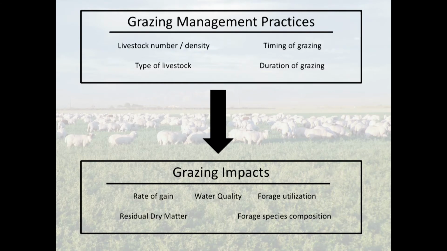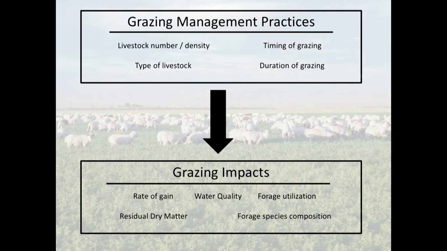quality outcomes to specific grazing management decisions, such as the number and type of livestock and the timing and duration of grazing. This can be said for other outcomes such as rate of gain, forage utilization, levels of residual dry matter, shifts in forage species composition, and any other outcomes affected by grazing management decisions.